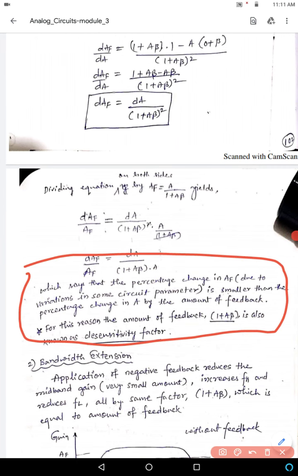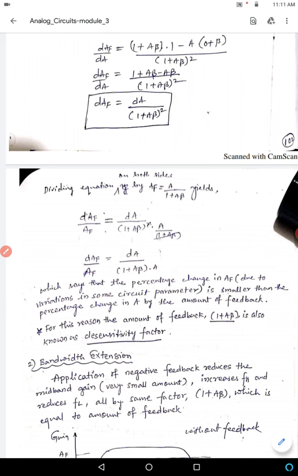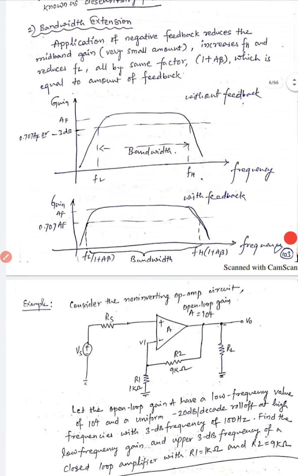You should remember these things. And this 1 plus A beta is called the desensitivity factor. You should remember the first point, it will reduce, that is the desensitivity factor is important. That is one of the important parameters in the negative feedback. This is the first one. Next, coming for the bandwidth extension.